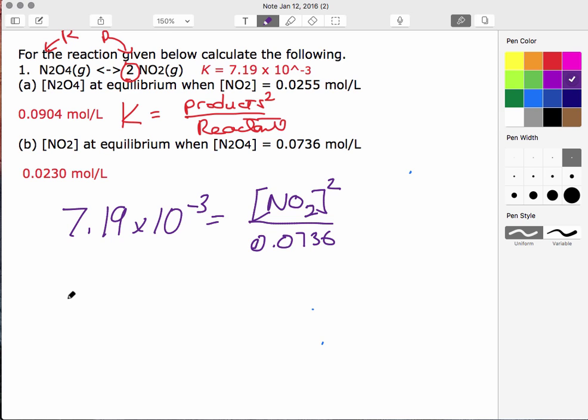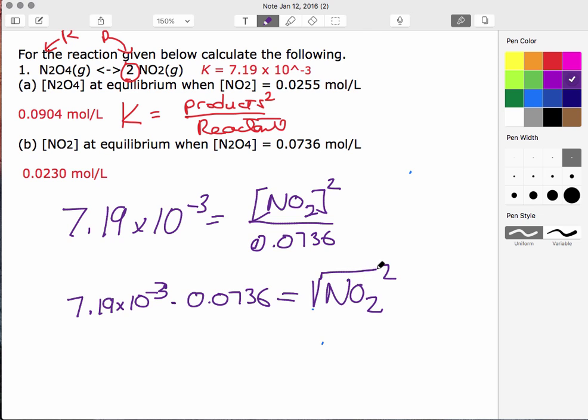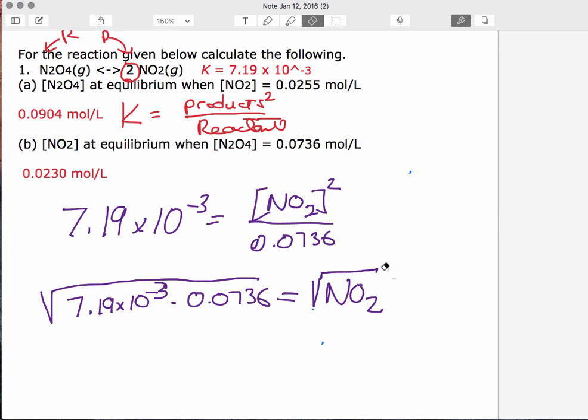I'm not going to do as fancy of isolating of variables anymore, but what you're going to end up getting is 7.19 times 10 to the minus 3 times 0.0736 is equal to NO2 squared. Then I'm going to take the square root of both sides, and the square root cancels out the square, so NO2 is just going to equal the square root of this times this, and that's the answer.